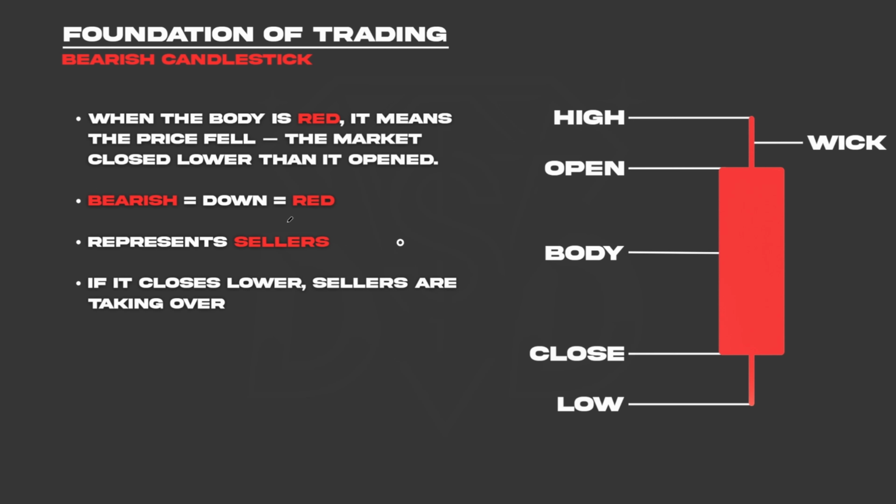So here we have a bearish candlestick. Essentially what a bearish candlestick is, you'll see it in red, but again it can be multiple colors, but the main color here we're looking at is red, and essentially all it means is when the body is red, the price has fallen and the market closed lower than it opened. So pretty much to tell if it's bearish here, it's pretty much just open, high, low, close.